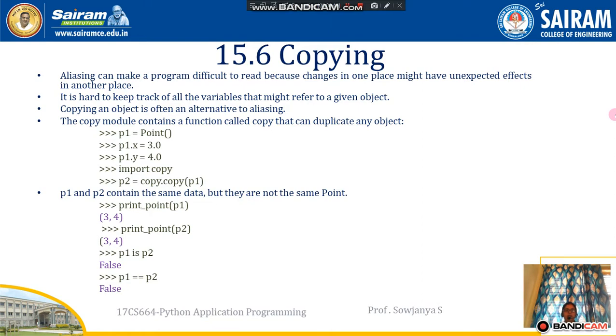So that is why we say it is difficult. And copying an object is often an alternative to aliasing. How can we do it? For example, the copy module contains a function called copy, and it can duplicate any object. How can it be done? You can see here p1 is equal to Point, p1.x is equal to 3, p1.y is equal to 4. Import copy.